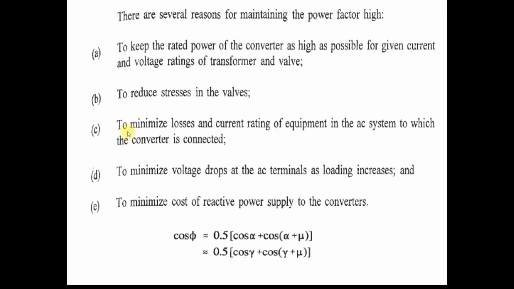The third reason is to minimize the loss and current rating of the equipment in the AC system to which the converter is connected. If the power factor is high, the current rating of the equipment connected to the AC side is reduced. So ultimately, when the current rating is reduced, the cost of designing this equipment is reduced, and we also minimize the losses.